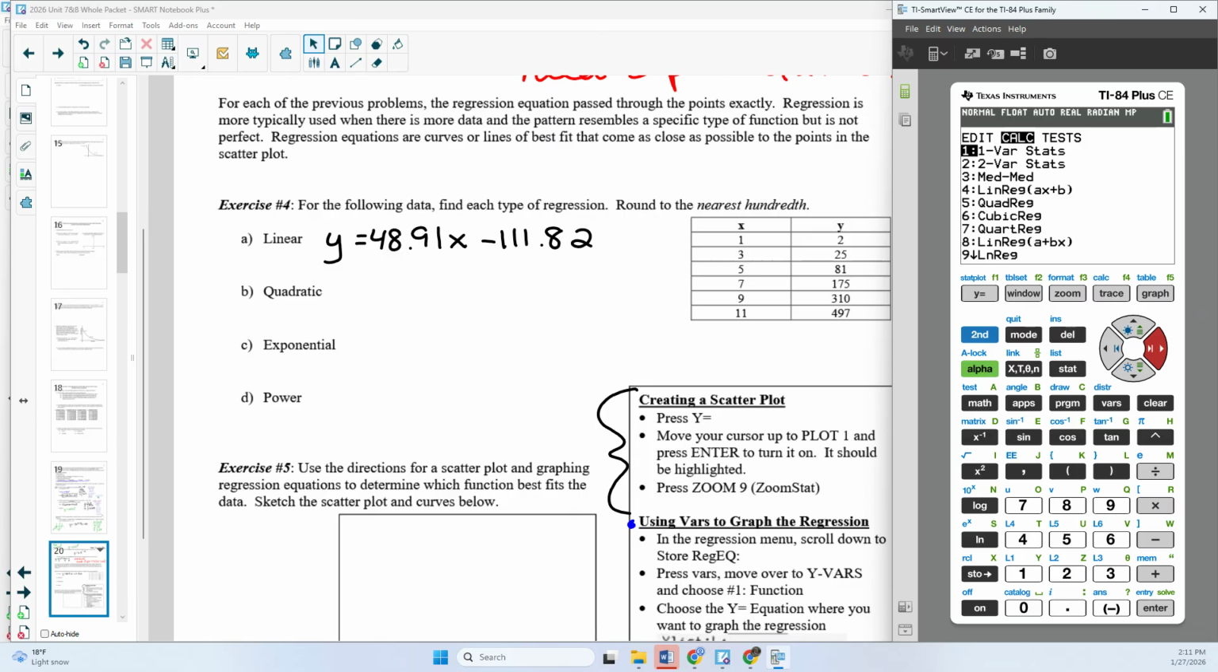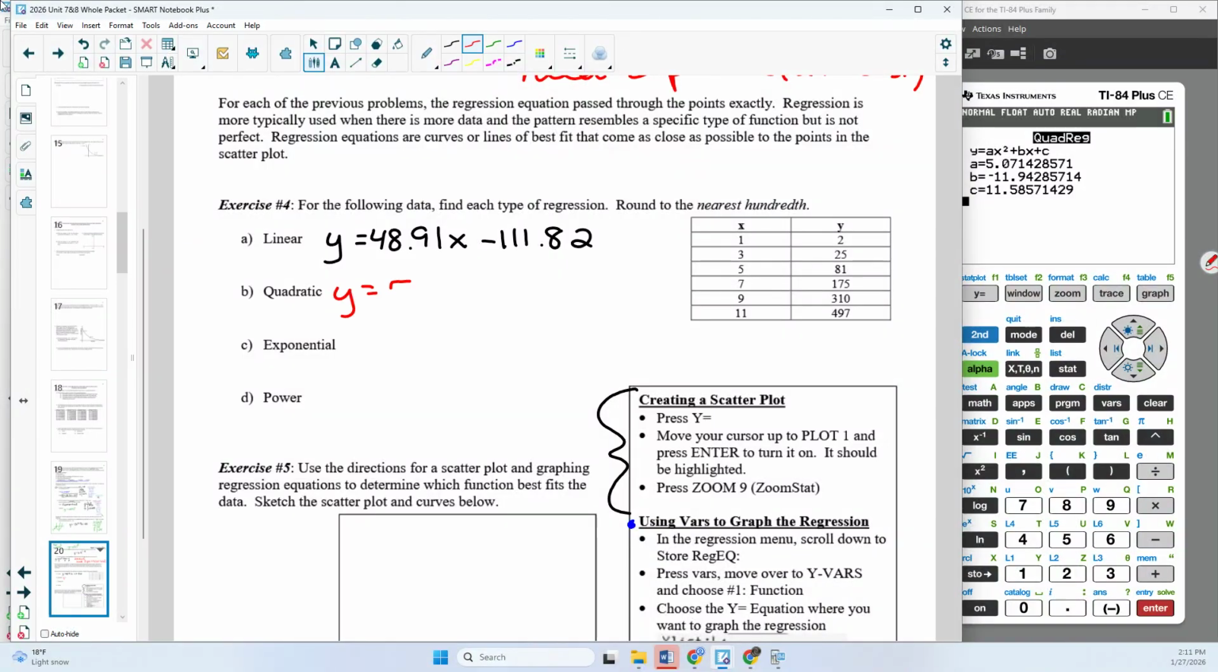So I'm going to go through and do the same thing with each of my other ones. My next one looks like it's quadratic, so I'm going to choose number 5. And this one, I'm going to store this equation in Y2. So bars, y bars, function, y2. And that's just like a copy paste over there. So here's the equation, we'll write it down. This is quadratic, so I have 5.07x squared minus 11.94x plus 11.59.